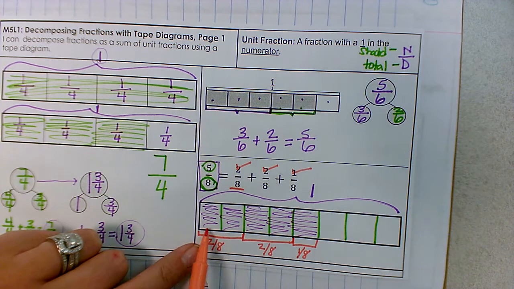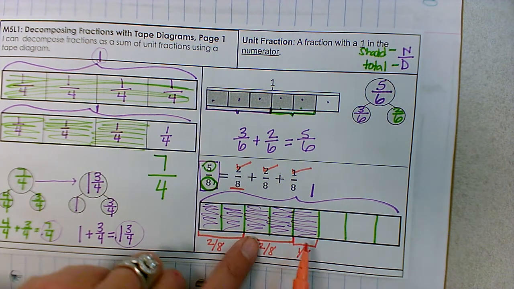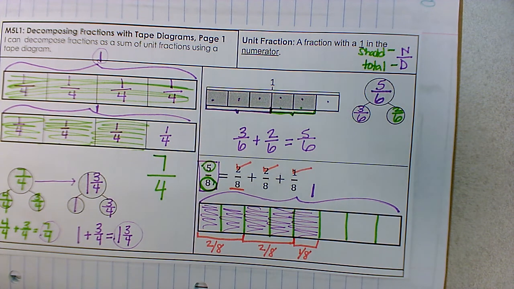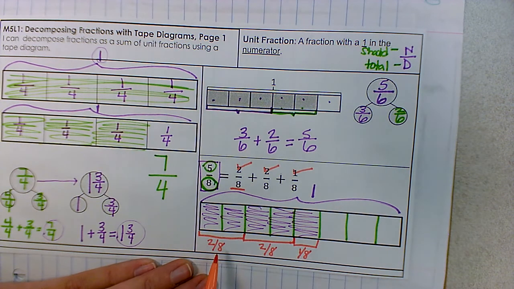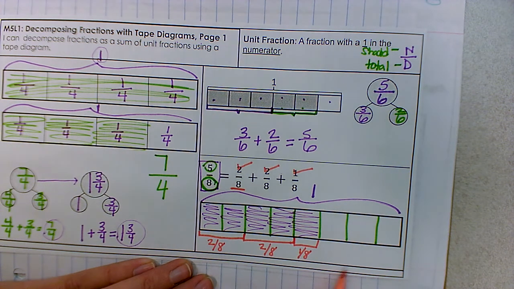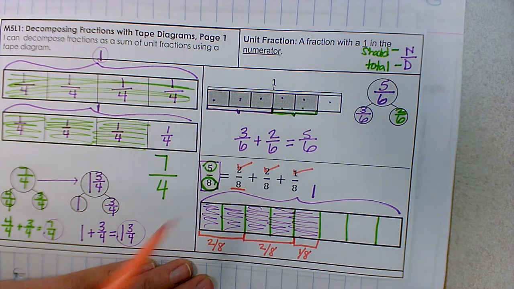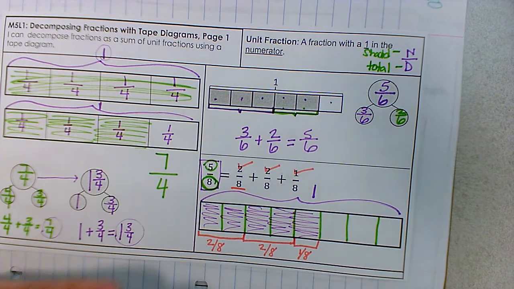And I'm going to make sure that I have 1, 2, 1, 2, 1 equals 5/8. So when you are asked to draw and label your tape diagram today, this is what I'm asking you, to show the brackets and label just perfect to match the number sentence you're given.